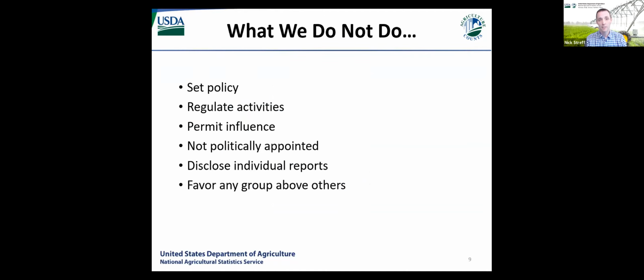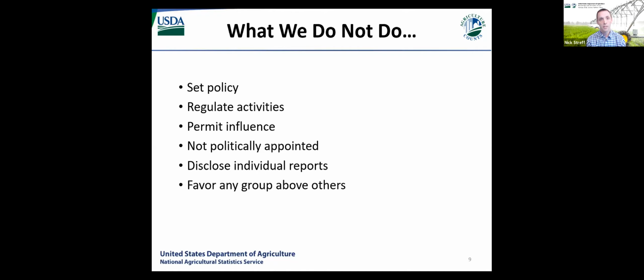Another thing to note is NASS does not disclose individual reports. Our goal is to collect the data and summarize it and either publish it at the county or the state level. So we really work hard to make sure that we're not sharing any individual information when we publish that report. So sometimes we have to hide a state or hide a county if we didn't get enough reports, or if there's a farmer or rancher in that county that holds too large of a percentage of a commodity. We'll hide that as well, to make sure we're not sharing any individual information.